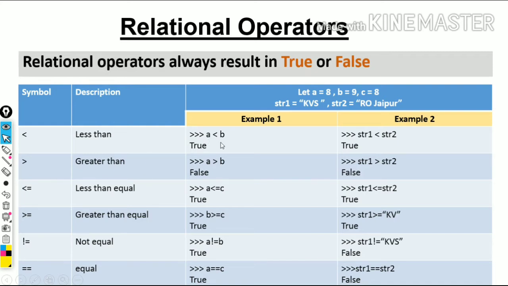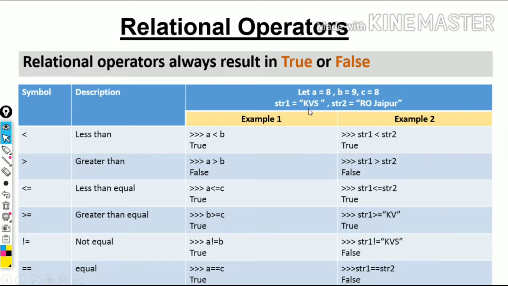So we will check: a is less than b. Yes, 8 is less than 9. a contains 8 and b contains 9, then a less than b will be true. If we compare strings str1 and str2, str1 contains KVS and str2 contains RO Jaipur. Let us see how we will get the answer.